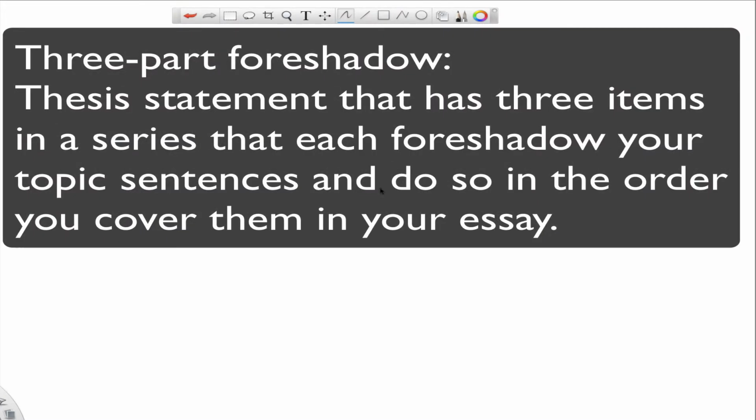Now that we've reviewed this general structure, I can tell you that a three-part foreshadow is a kind of thesis statement where you have 3 items in a series that each foreshadow your topic sentences and do so in the order you cover them in your essay. And by the way, items in a series is simply a list of 3 or more things, each separated by a comma.